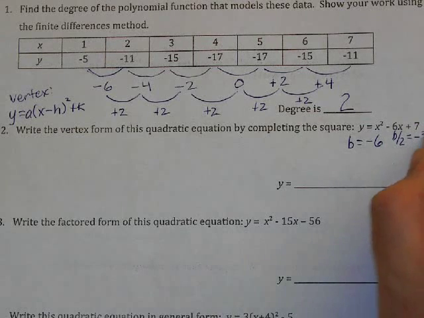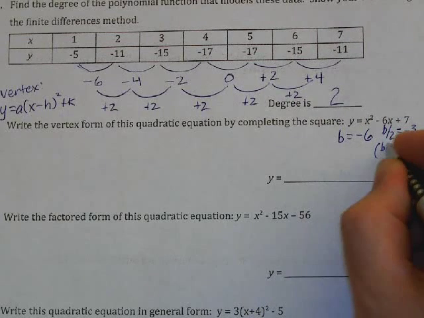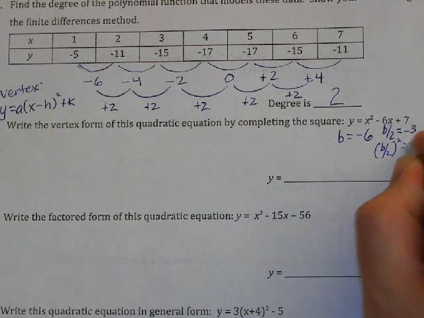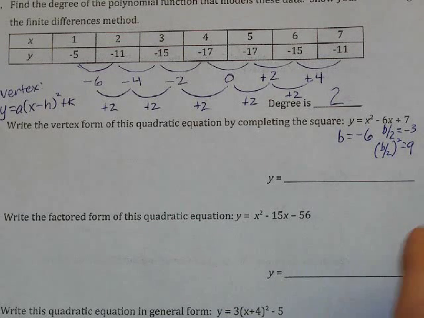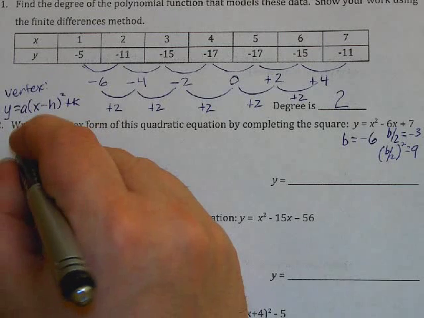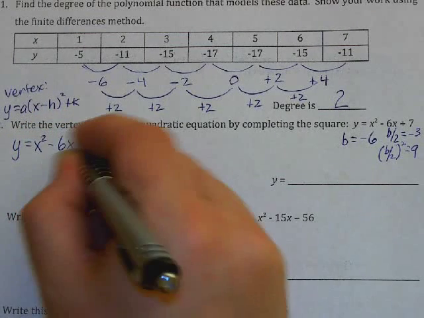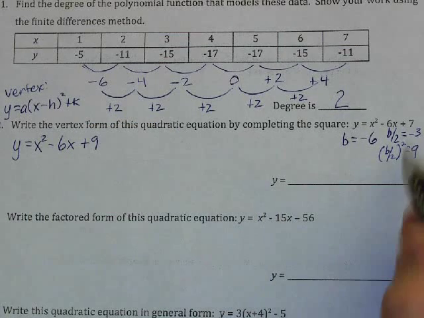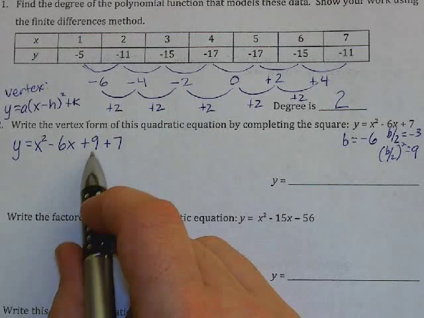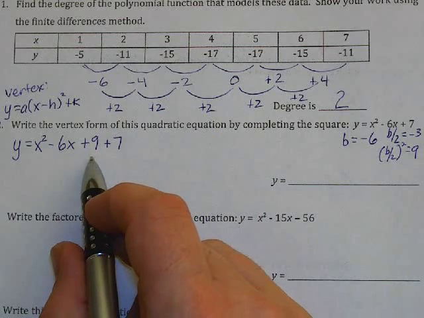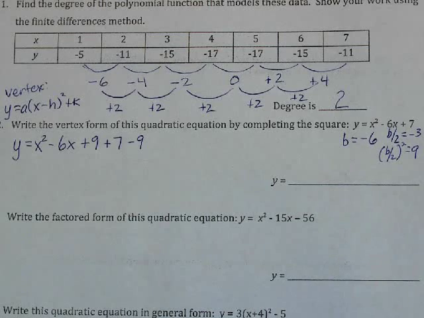Half of 6 is negative 3. And if we square negative 3, we get positive 9. So we're going to need 9 to complete the square. So I have the x squared minus 6x, and I'm going to add 9 to complete the square. I still have this plus 7 here. And because I added 9 to the right side of the equation, to make things balance, I also need to subtract 9.